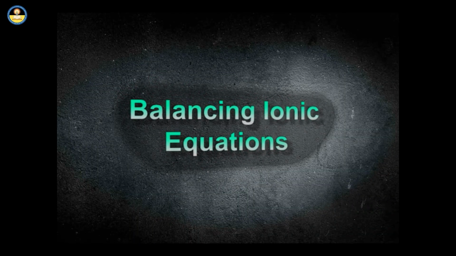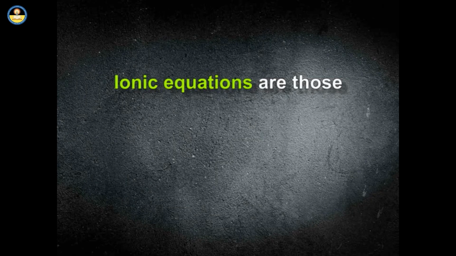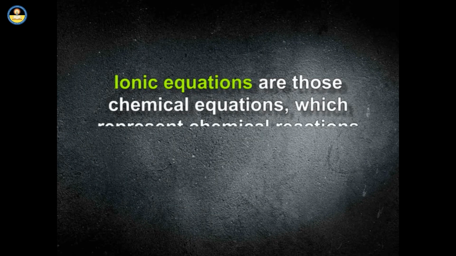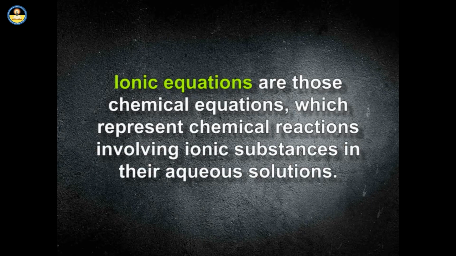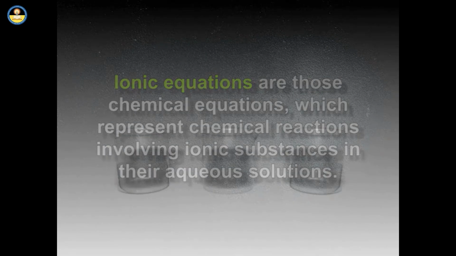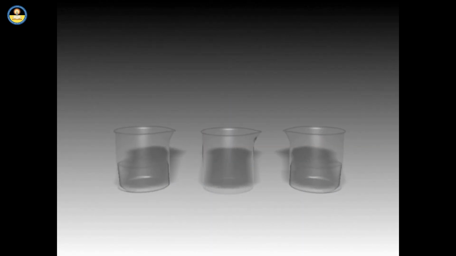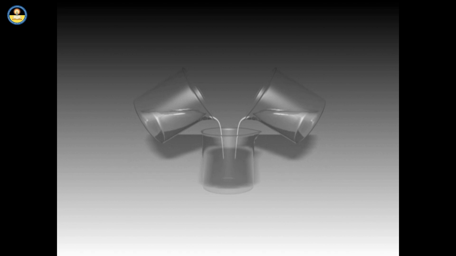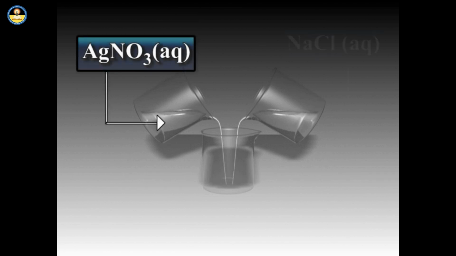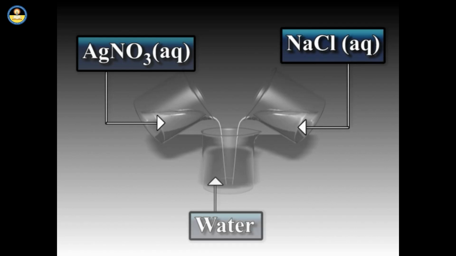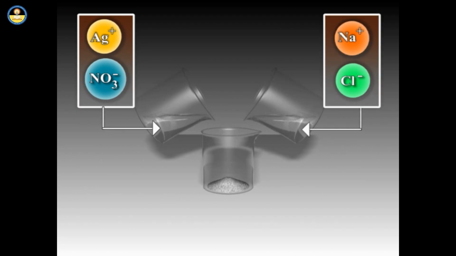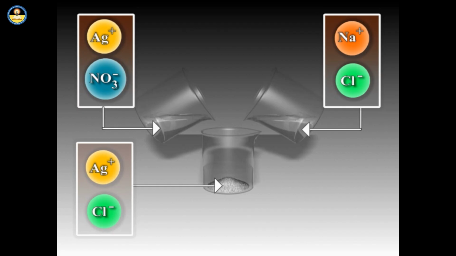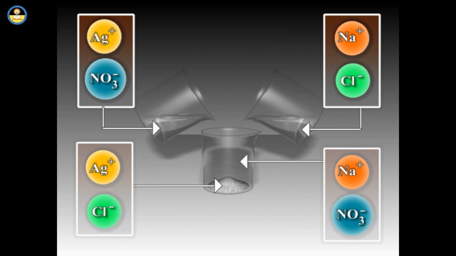Balancing ionic equations. Ionic equations are those chemical equations which represent chemical reactions involving ionic substances in their aqueous solutions. Let us take an example to understand it better. What really happens when you put AgNO3 and NaCl both in water? AgNO3 in aqueous state reacts with NaCl in aqueous state to give AgCl in solid state plus NaNO3 in aqueous state.